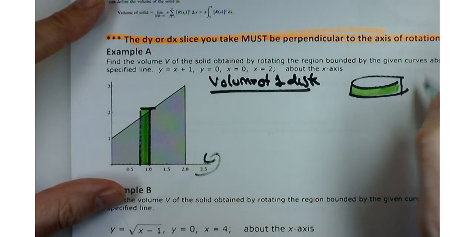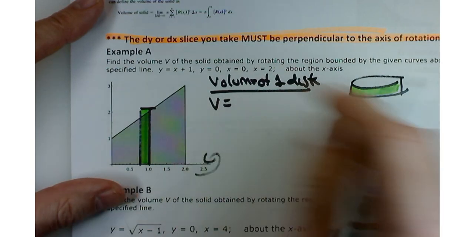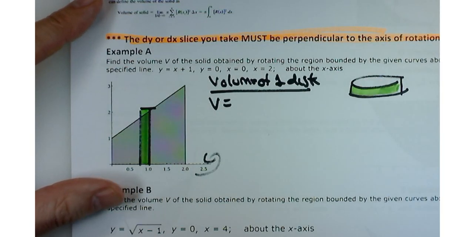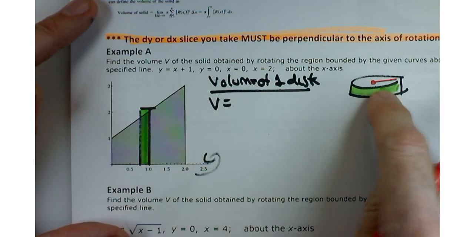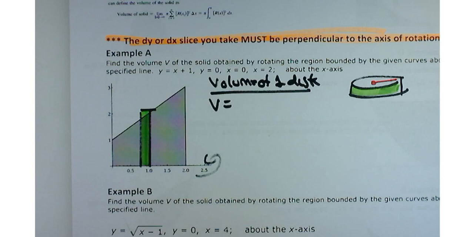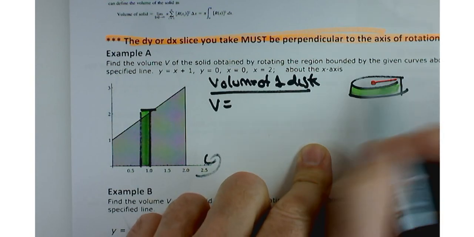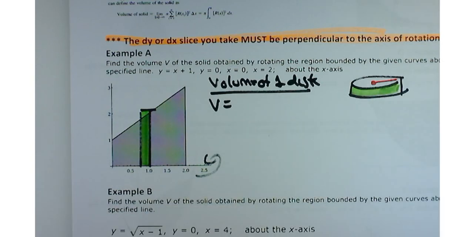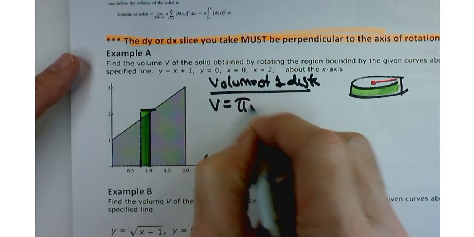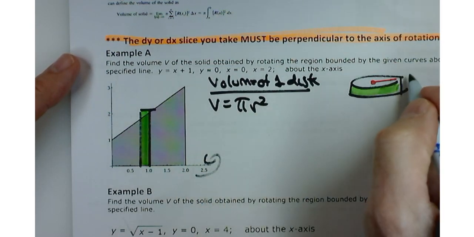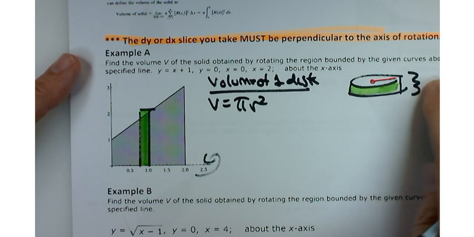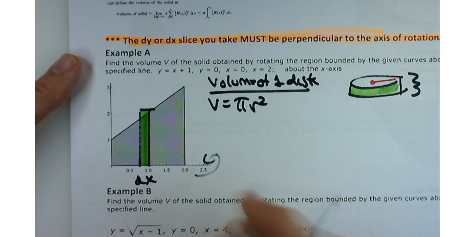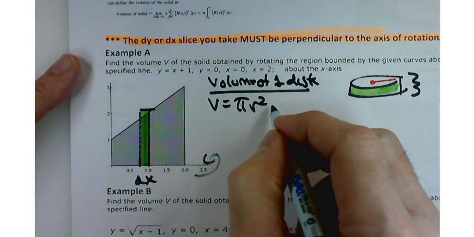Now, how do you find the volume of a cylinder? Well, it's going to be the area of this times what? The height. So it's going to be the area. Now the top of this is going to be the shape of a circle. So it's going to be pi r squared times this distance. What's that distance? dx. That's your distance over here. So that's dx.